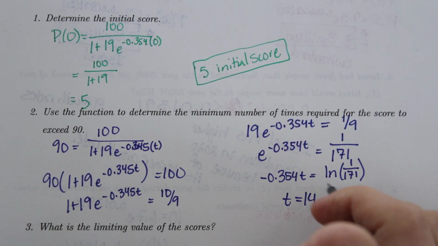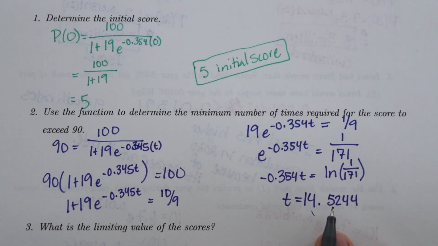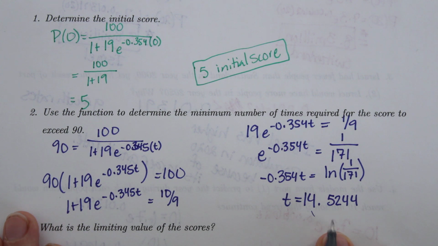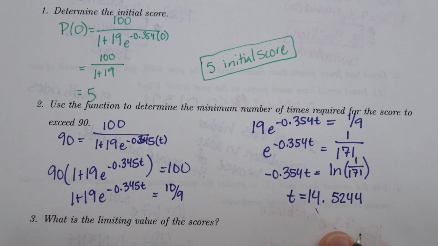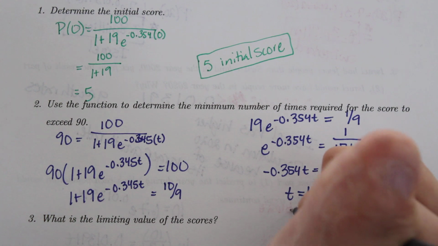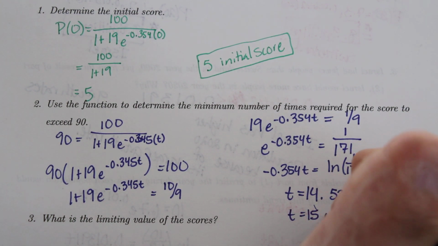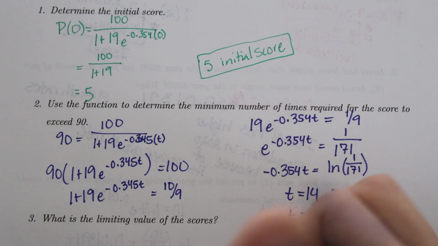So we know that on the 14th and a half-ish time that it's taken, we get a 90. How many times would we have to take it to exceed 90? Well, it'd have to be greater than this 14.5244. So we're looking at t equal to 15 or more. So t greater than 15.